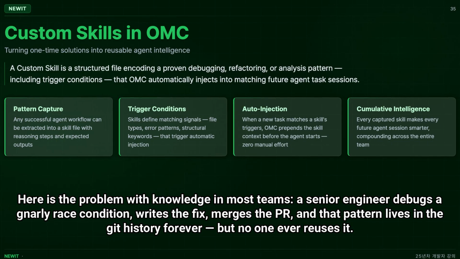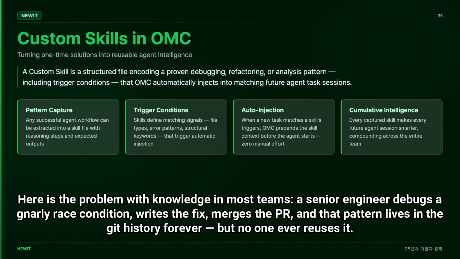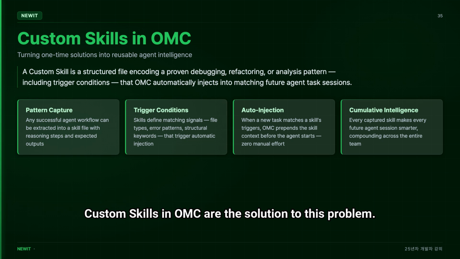Here is the problem with knowledge in most teams. A senior engineer debugs a gnarly race condition, writes the fix, merges the PR, and that pattern lives in the Git history forever, but no one ever reuses it. The next time a similar bug appears, the wheel gets reinvented. Custom skills in OMC are the solution to this problem.